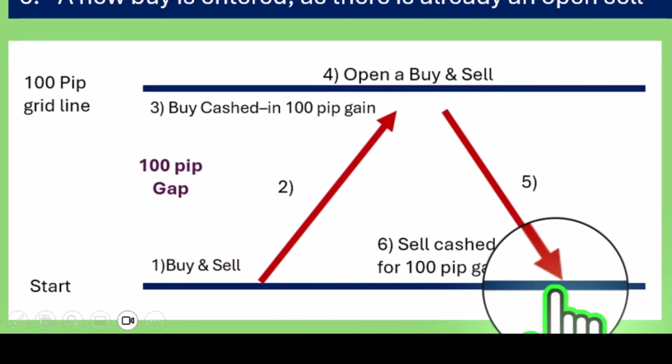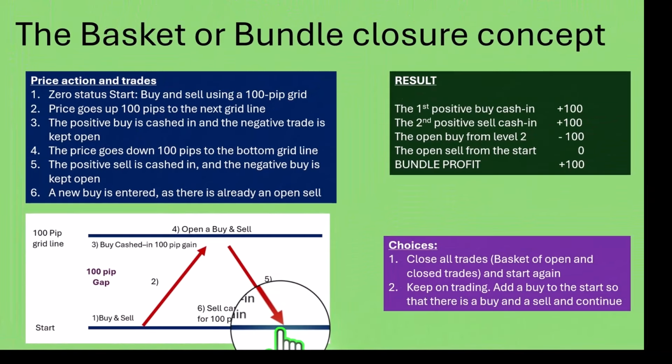So that's how basket and bundle closures happen. Transactions get closed if, since the start when there was a zero balance, the bundle adds up all the closed trades and all of the open trades, and if it finds that to be positive, it will close the bundle or close the basket. So it's a fantastic way of virtually pruning transactions and starting all over again in a nice positive balance.